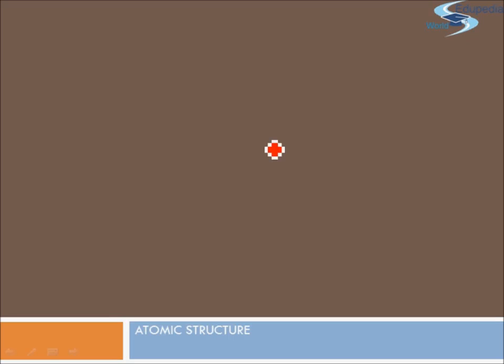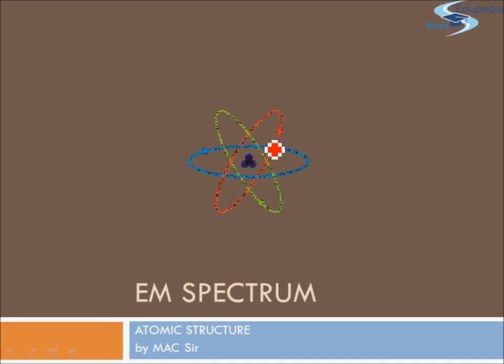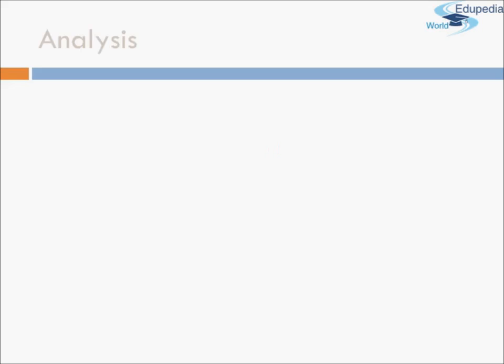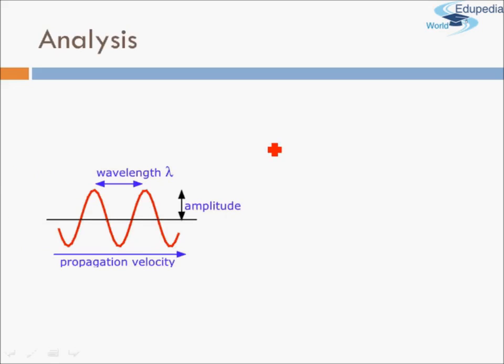In this session of atomic structure, we'll continue with our analysis of electromagnetic waves and go into the details of the electromagnetic spectrum. First, let's start with electromagnetic waves and their analysis. We have already seen the electromagnetic wave. We know about its wavelength, amplitude, propagation velocity, direction of propagation, and terms like wave number. Now let's look at its velocity in detail.